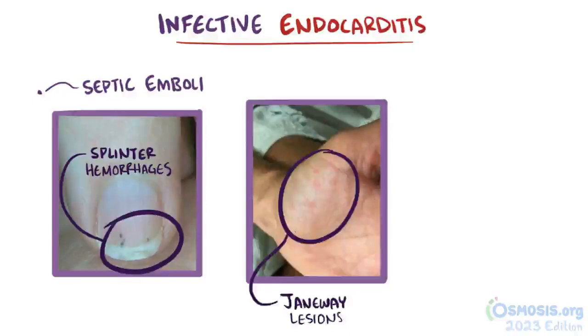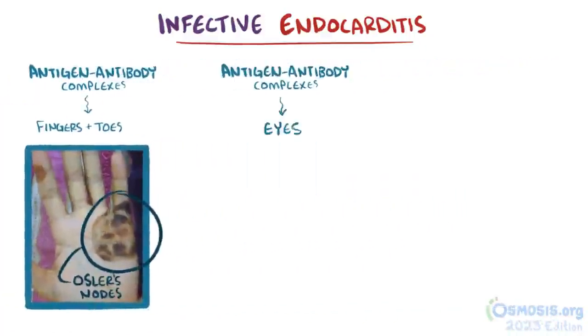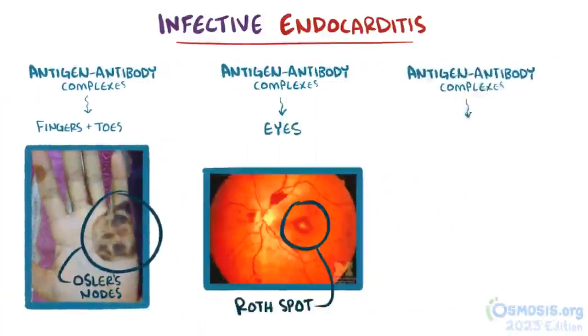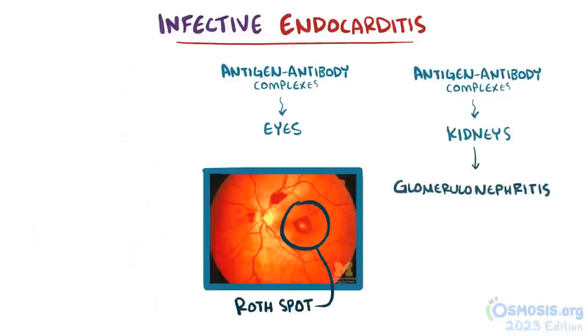Separately, there might be an immune reaction, with antigen-antibody complexes that form and deposit in different parts of the body. In the fingers and toes, these complexes can lead to painful lesions called Osler's nodes. In the eye, these deposits can lead to Roth spots, and in the kidney, they can lead to glomerulonephritis, or inflammation of the glomerulus of the nephron.